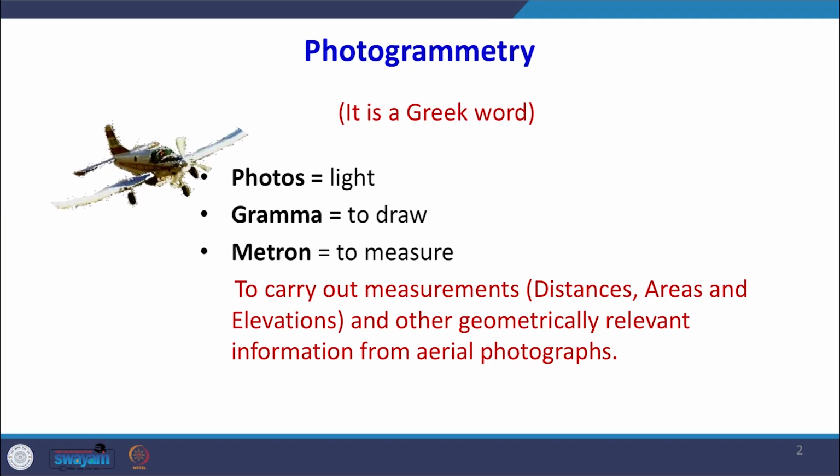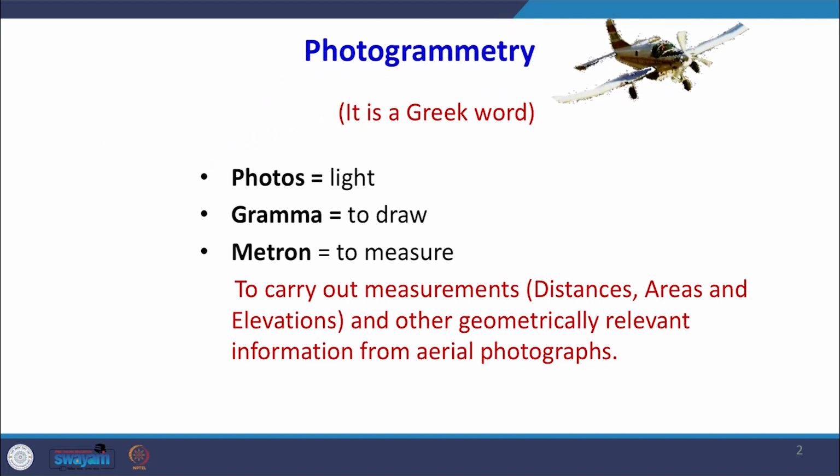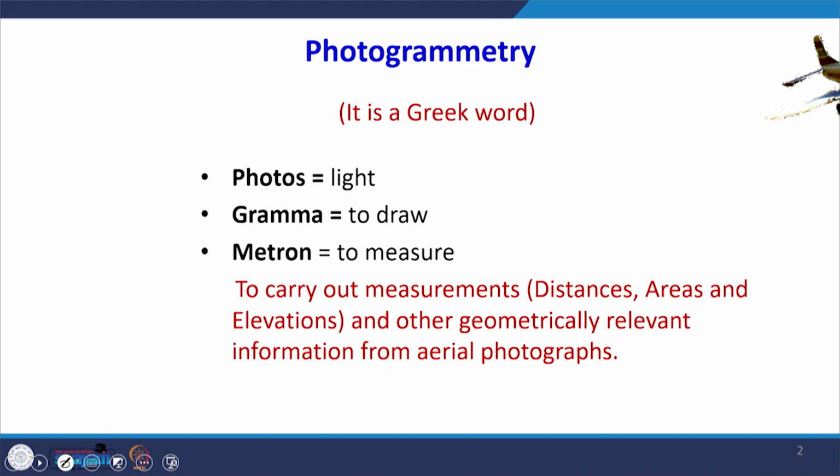So let's begin. This word photogrammetry is a Greek word. It is basically the combination of the words photo, which means light, gramma, which means to draw, and metron, which means to measure. So anything with the help of light, if we take some measurements, draw them and carry out the measurement from them, that is called photogrammetry in fact.